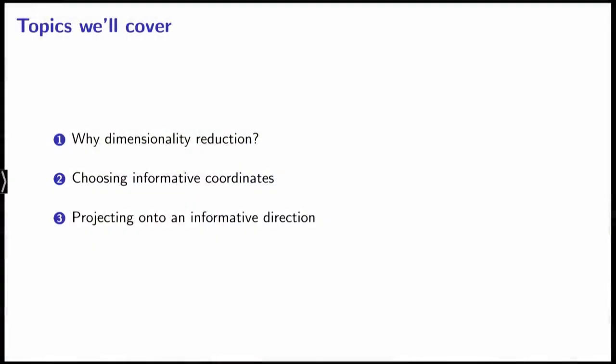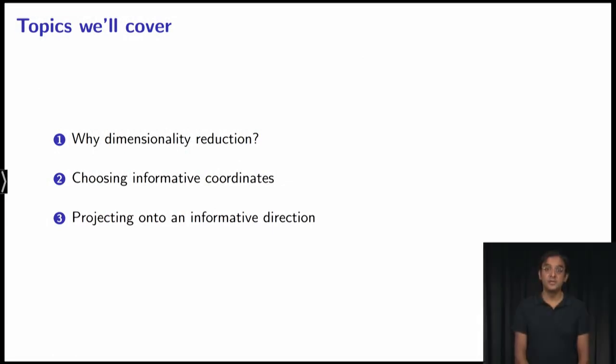A very effective form of representation learning is linear projection. Today, we'll see what that means. So we'll begin with a little discussion about dimensionality reduction, and then we'll look at two approaches, choosing informative coordinates versus choosing informative directions.